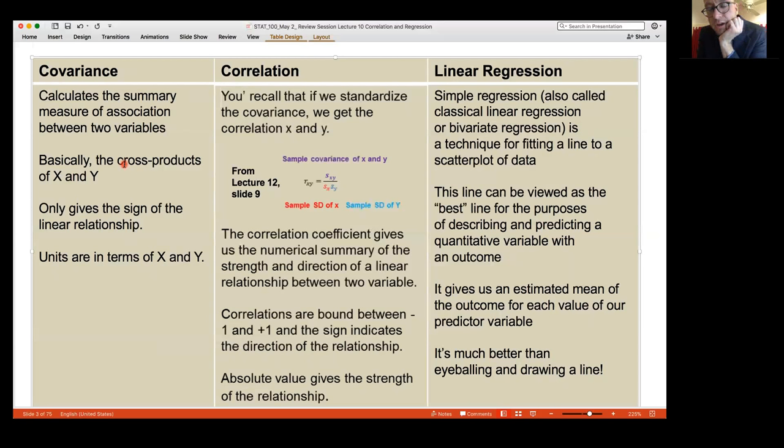But more broadly, aside from manipulating that equation, we also want you to know how to interpret a correlation and what a correlation coefficient is, typically indicated by R. It gives us the numerical summary of the strength and direction of a linear relationship between two variables.